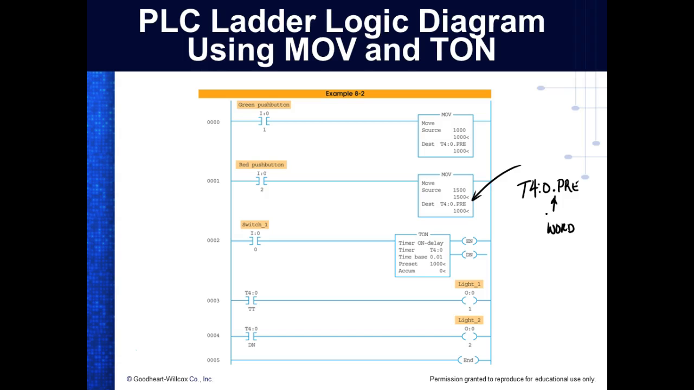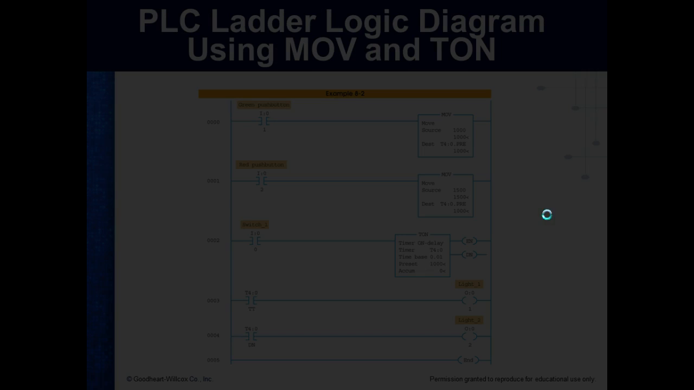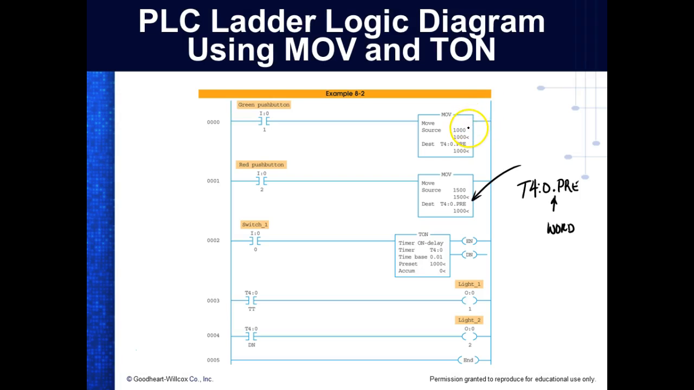So here they're moving 1,000 into the what? Into the preset register. Here, when we click this, they're moving what? 1,500 into the preset register. So that would make this a what? A variable. Because now, if I hit switch 1, I change my preset register without changing the program. If I hit switch 2, I change the preset register without changing the program.